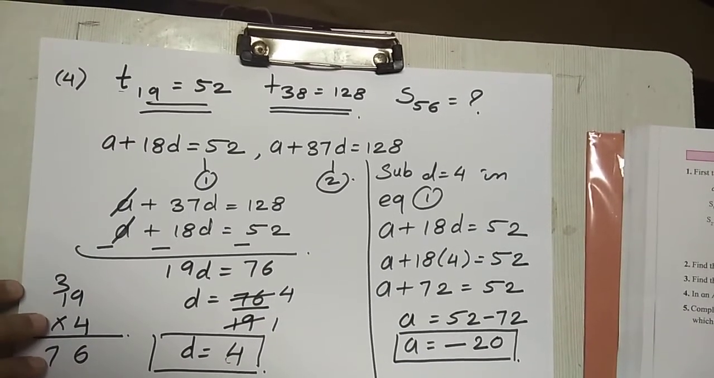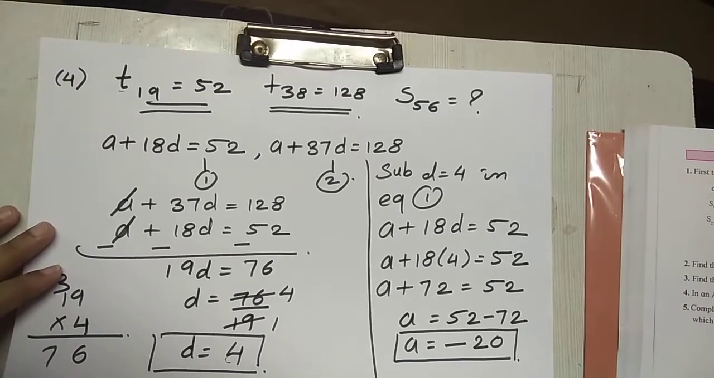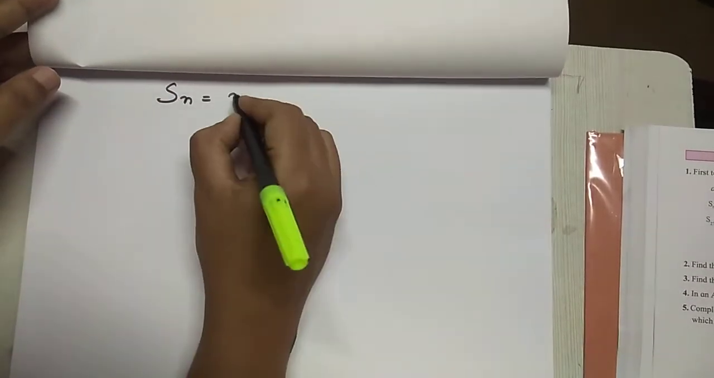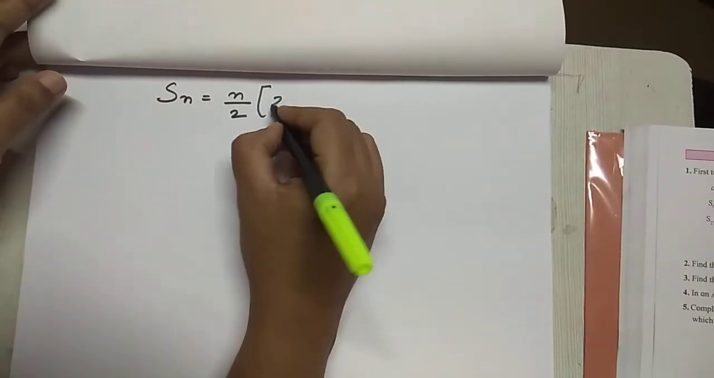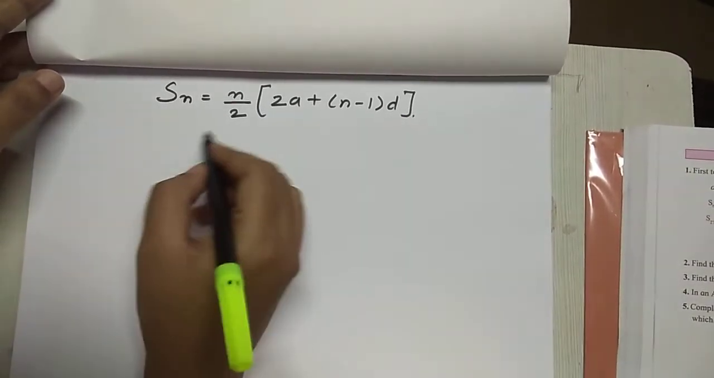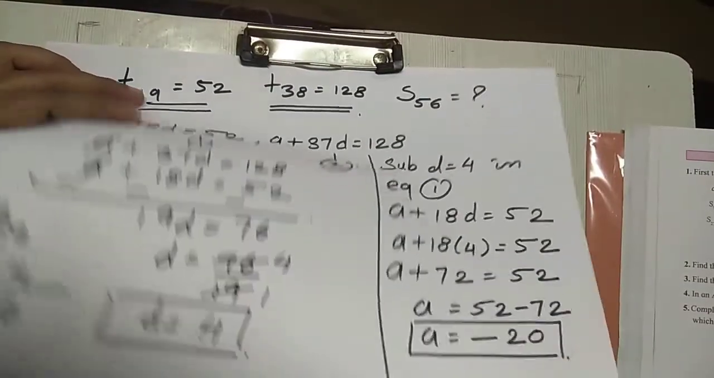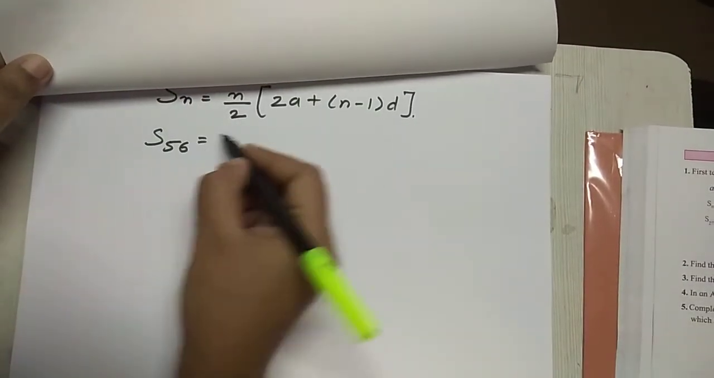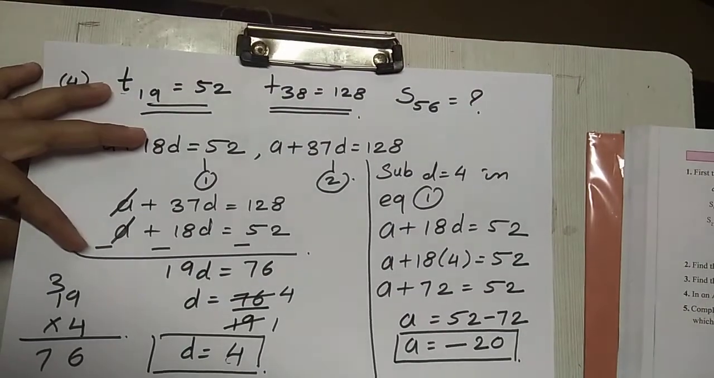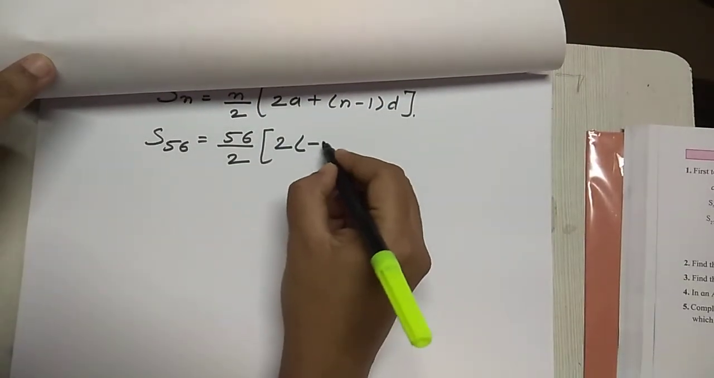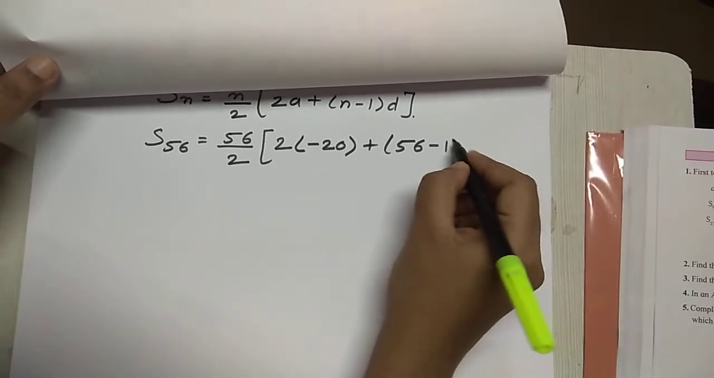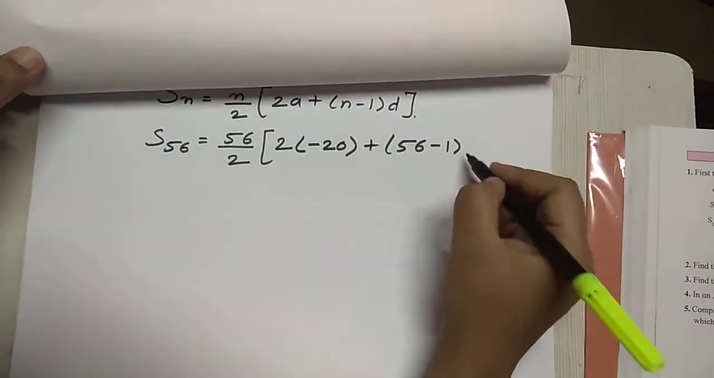Okay, so let's go for the next page, that is the further calculation where we'll be using the formula of Sn. Sn formula is n upon 2, 2a plus n minus 1 into d. So we have to find the total of 56 terms. So S56 is equal to 56 upon 2, 2 into A. A is how much? Minus 20. Plus n is 56 minus 1, D is 4.